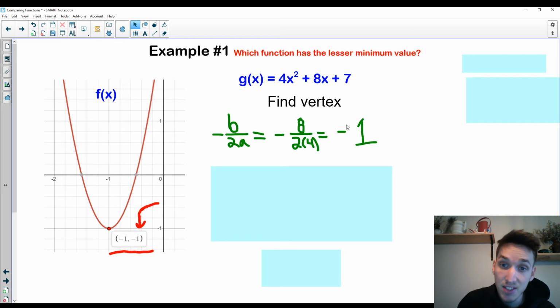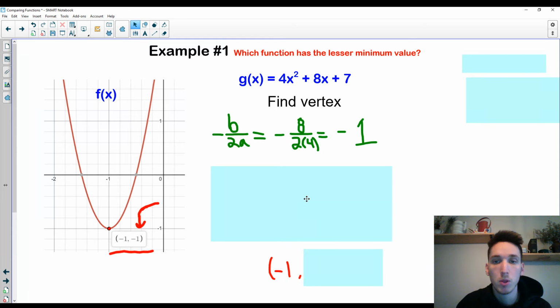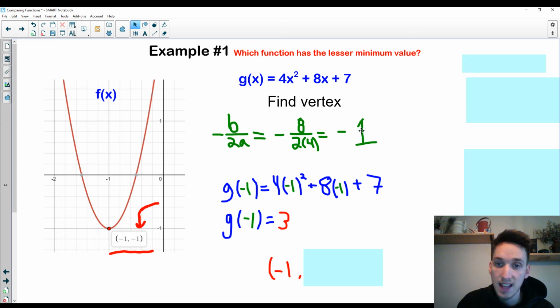So I have the x value of my vertex. I just need to find the y value. The way we do that is to take that x value and evaluate the equation at that x value. Find g of -1. In other words, you're plugging -1 in for x, which is what I've done here. You can just plug this straight into the calculator. Be mindful to put that -1 in parentheses, that way the calculator does the work correctly.